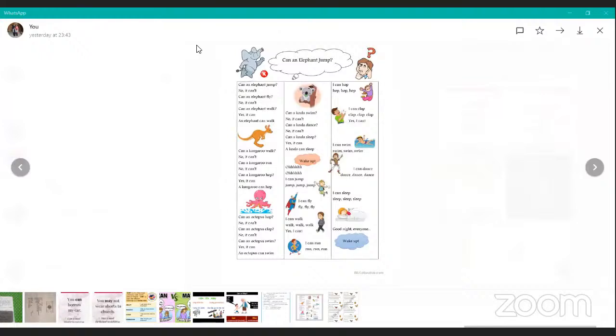Right. Can an elephant jump? Asking a question. No, it can't. Cannot. Now, we learned in our previous lesson the shortened forms. Cannot is the full form, and the shortened form of it is can't.